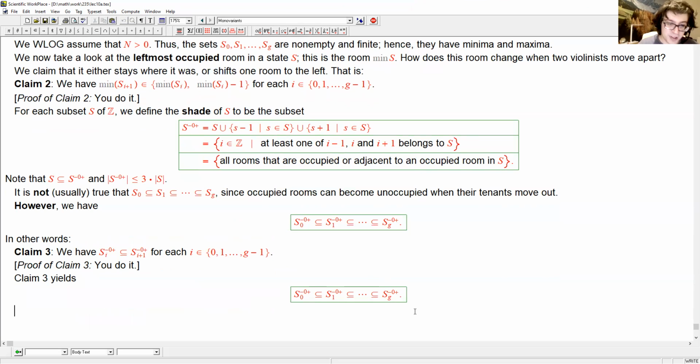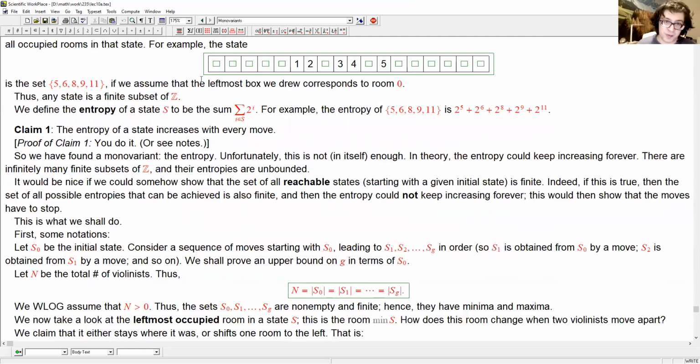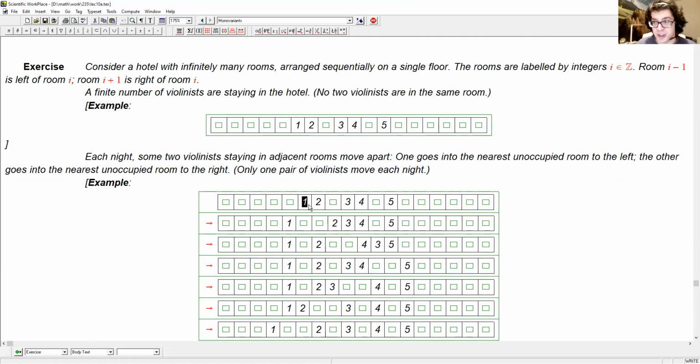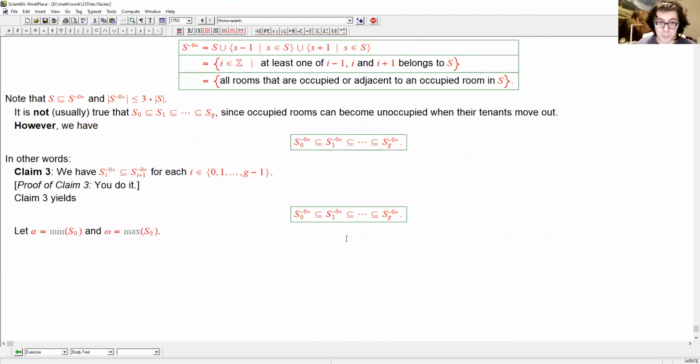All right. Now I've said that the sets have minima and maxima. Now I'm going to use this at last. So let alpha be min S_0 and omega be max S_0. So if I look back at this example, S_0 is the initial state. Alpha is the leftmost room that's occupied, and omega is the rightmost room that's occupied at the beginning. So it's the initial state. And now this is crucial. Next claim. Let m be between 0 and G, then min S_m is bigger than alpha minus 3n.